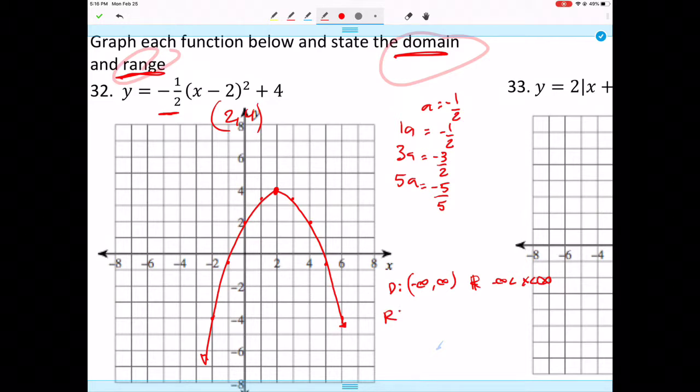And then the range, this is not the same, it will change wherever it's at. For like this one, if we want to write it as an inequality, we would say it's all y values less than or equal to 4. Or you can write it as an interval of negative infinity to 4, and we'd have a square bracket. Okay?